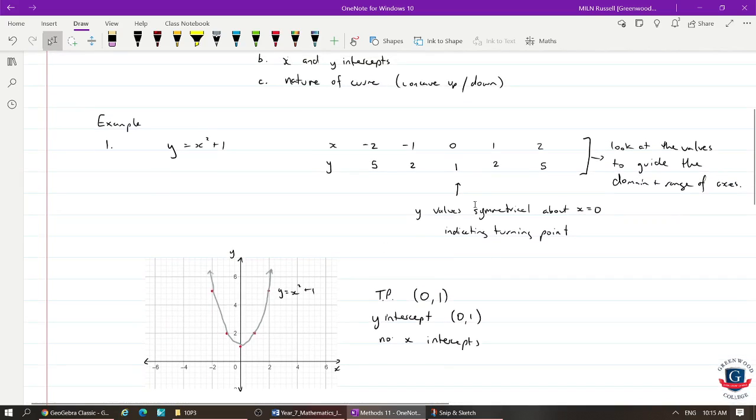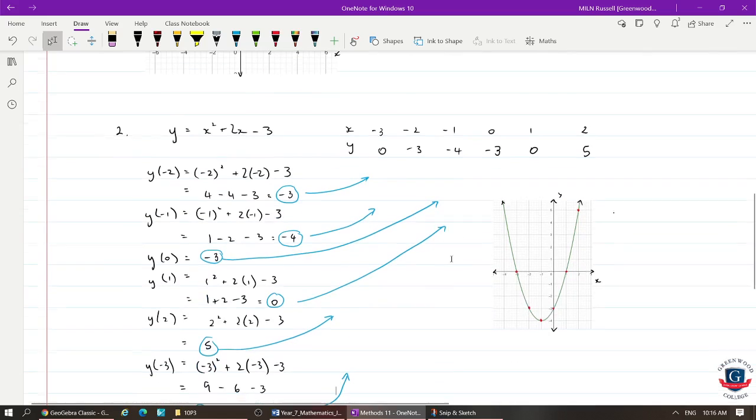The other thing that was interesting to look at is where are the y values symmetrical? Because if you can find out where they're symmetrical, then you've found your turning point. So I can see on this side I've got a 5, on that side I've got a 5, on this side I've got a 2, on that side I've got a 2, and there's a value in the middle. That middle value is going to be your turning point. Similarly with this one, the table's not symmetrical, you can still find the symmetrical values. They're symmetrical around negative 1, 4.